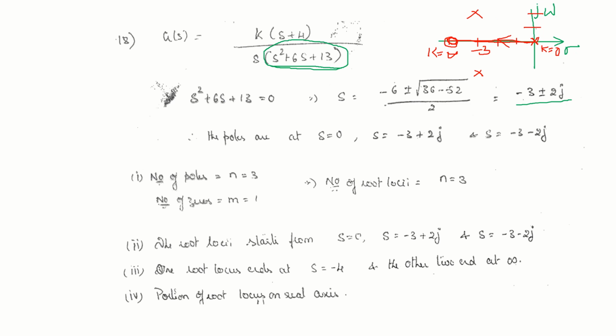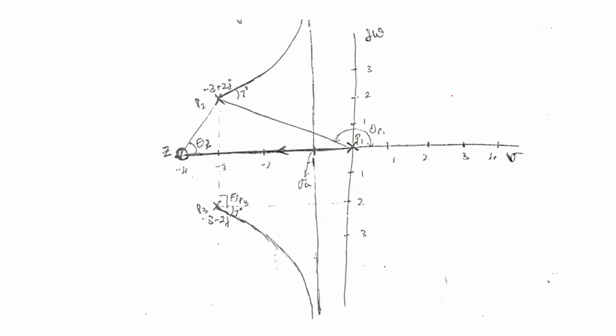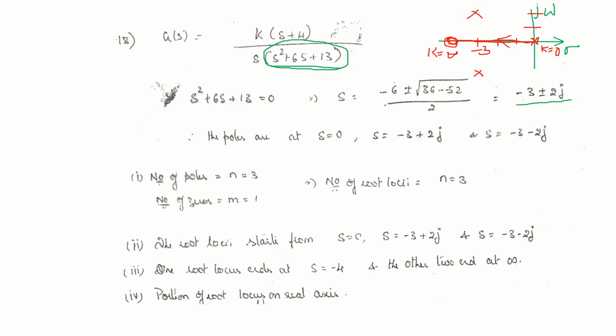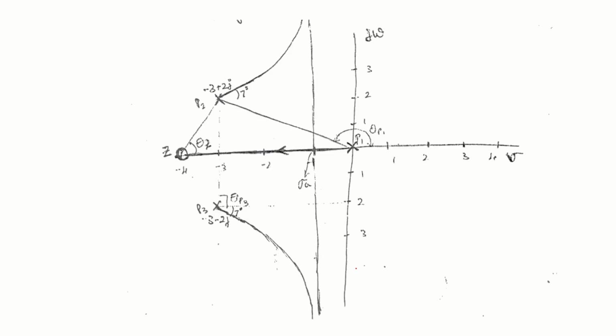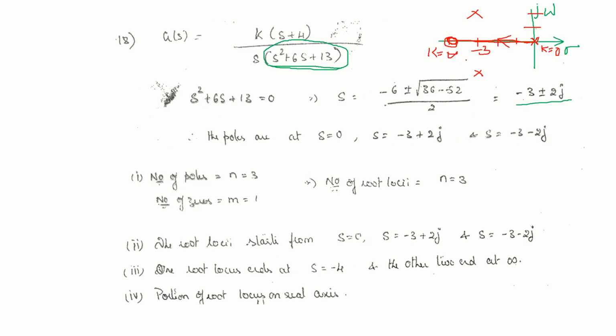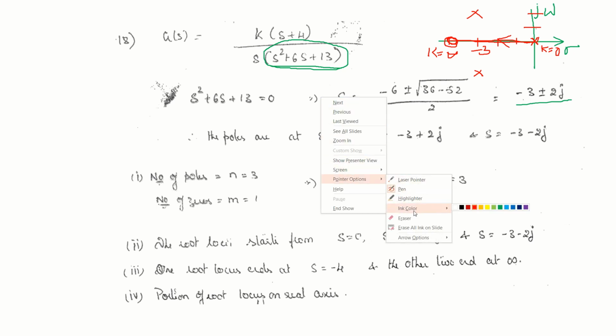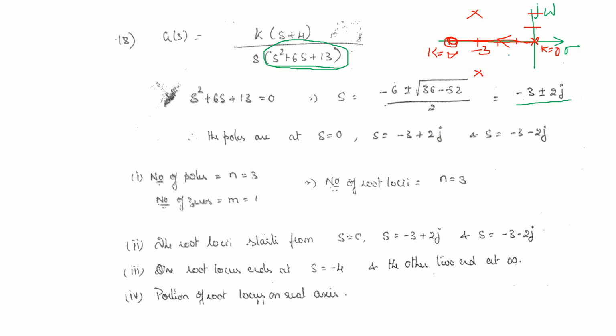There are 3 poles, 1 zero, which means there will be 2 asymptotes. You have to find the intersection of asymptotes. If you calculate, you are getting minus 1 here, minus 1. Angles will be 90 and 270. Okay. Now, these are 2 asymptotes at minus 1.